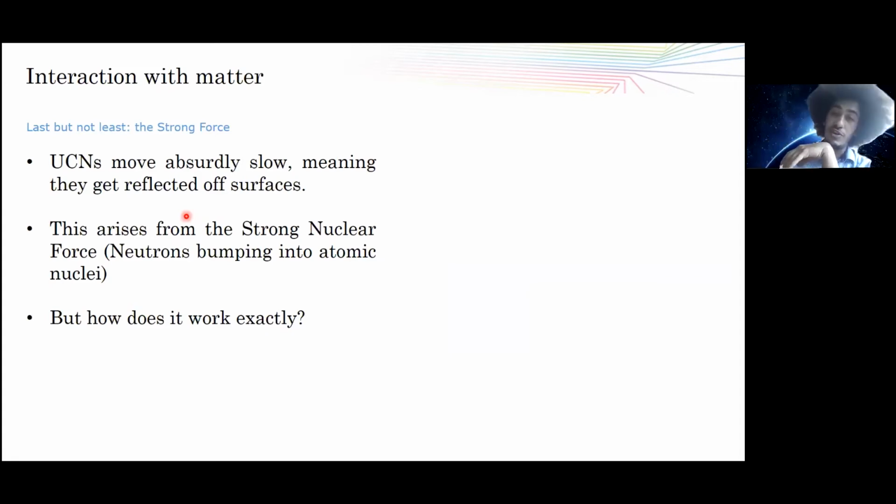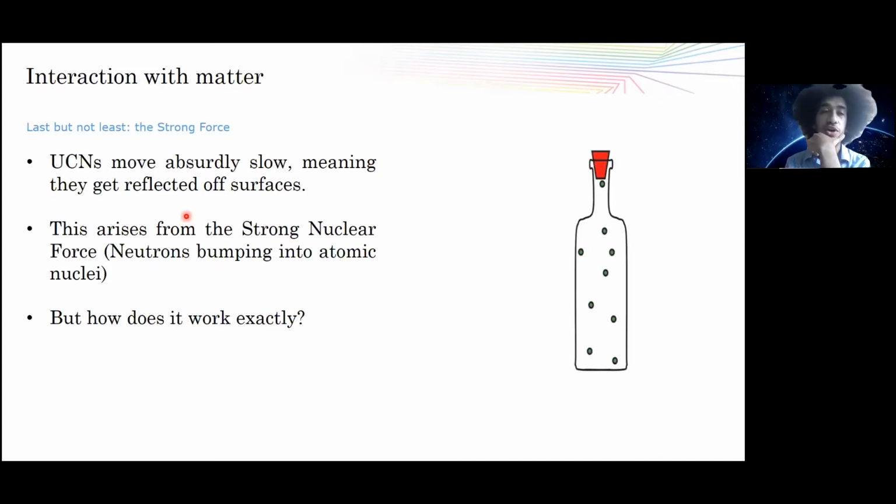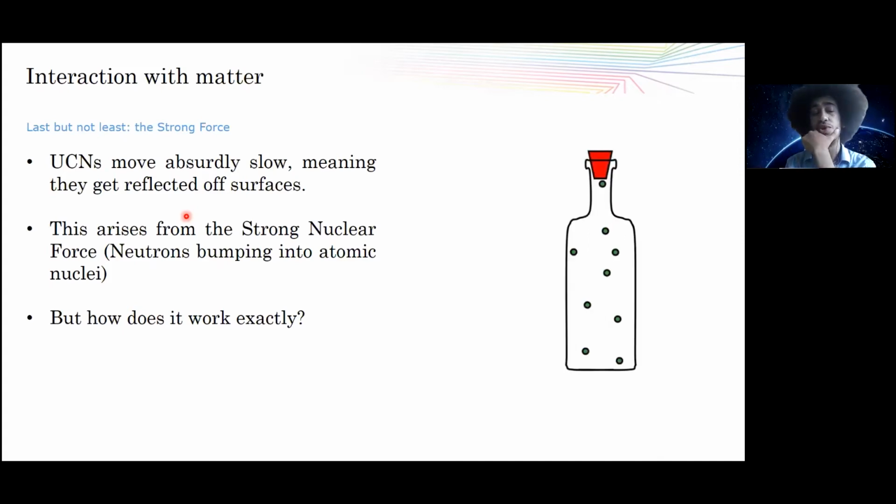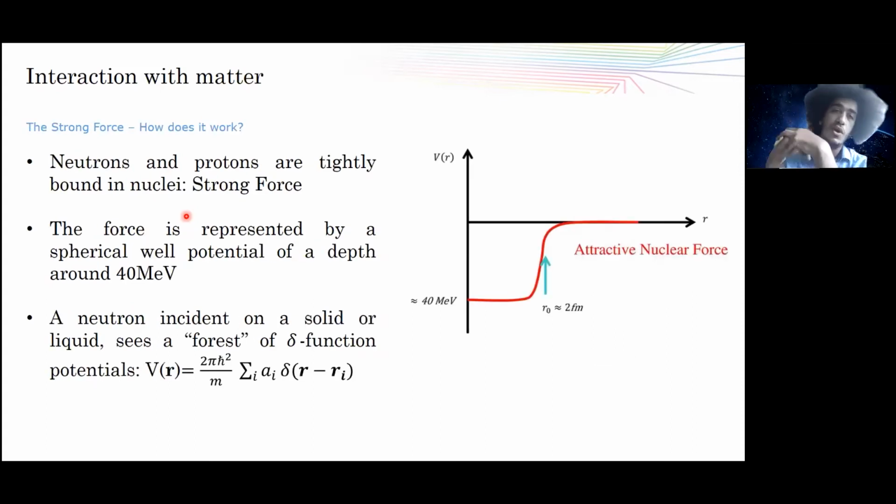Now I'm going to explain how the strong interaction works in this case. Explain is a big word, but I'll try. Since the neutrons and protons are tightly bound inside the nuclei through this strong force, you can represent it by a spherical well potential with a depth of around 40 mega electron volts, which would explain why we still have neutrons, since they are tightly bound.